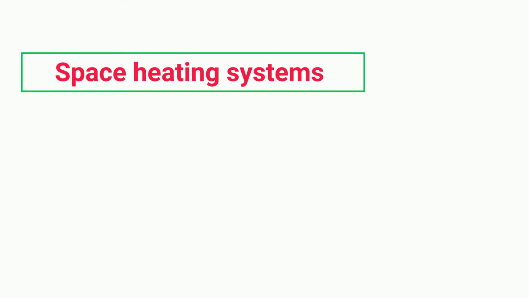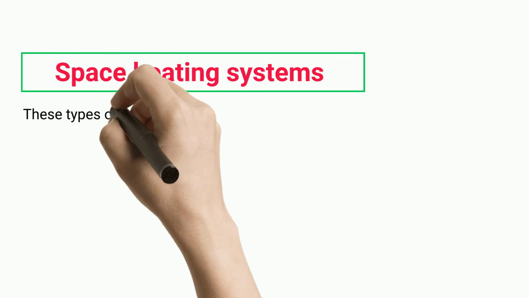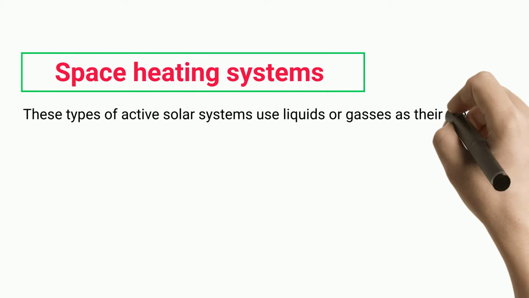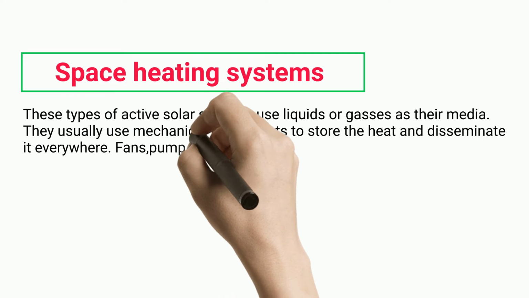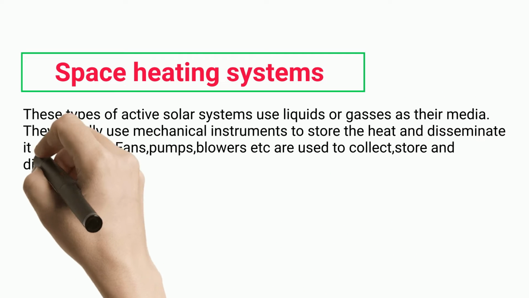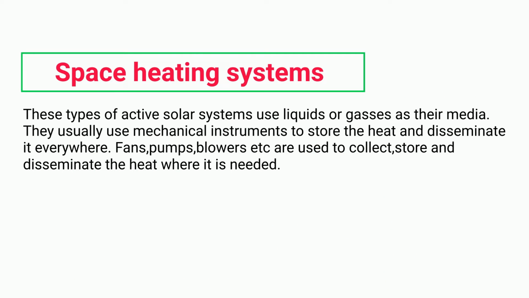Space heating systems. These types of active solar systems use liquids or gases as their media. They usually use mechanical instruments to store the heat and disseminate it everywhere. Fans, pumps, blowers, etc. are used to collect, store, and disseminate the heat where it is needed.